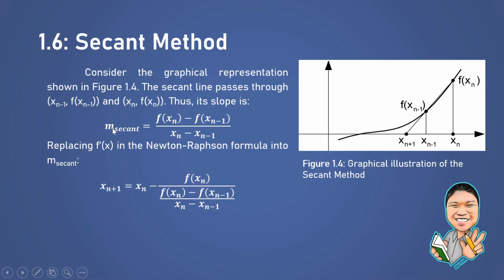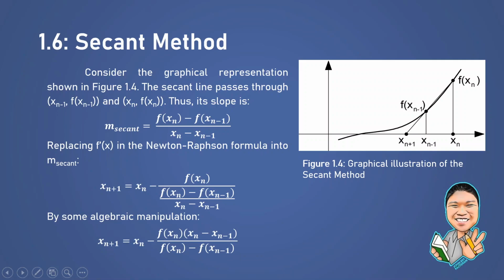So, replacing yung f prime x ng Newton-Raphson method into m of secant. So, di ba? In the previous video na discuss na natin yung Newton-Raphson, instead of using f prime x, ang gagamitin nyo na lang is ito. So, parang sinubstitute ko lang.